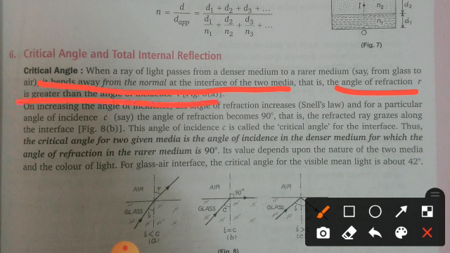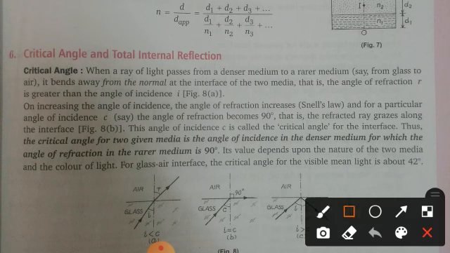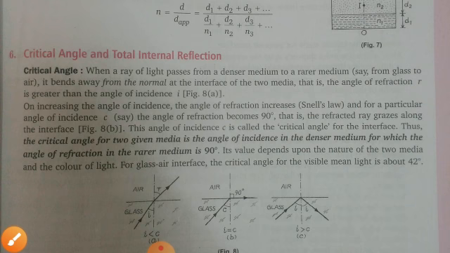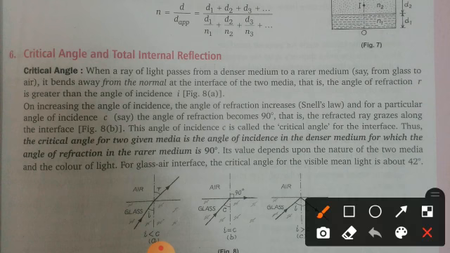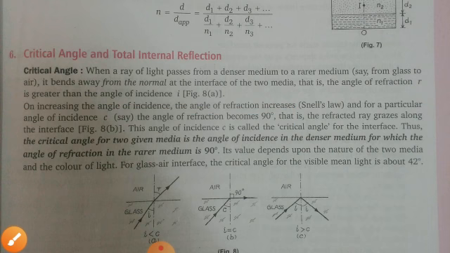Fine. Here you can see in figure number 8, there are three figures, figure 1, figure 2 and figure 3. On increasing the angle of incidence, the angle of refraction increases. This is Snell's law. As you know very well, in the previous lectures we discussed Snell's law. And for a particular angle of incidence C, the angle of refraction becomes how much? 90 degrees. This is the important thing that is written here. That is, the refracted ray grazes along the interface.